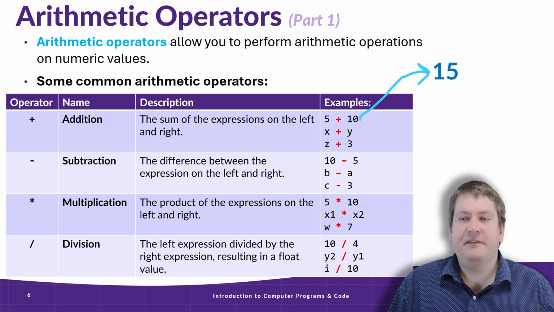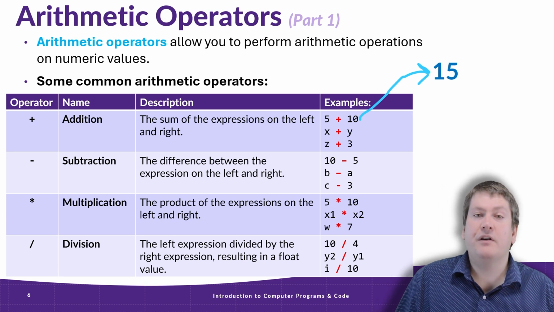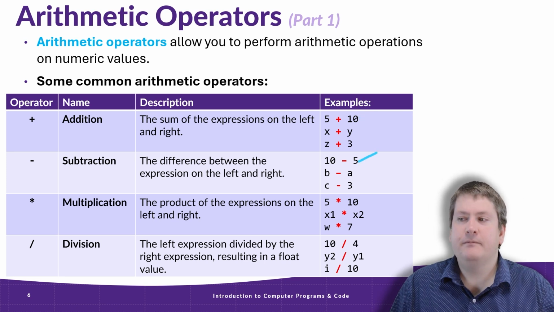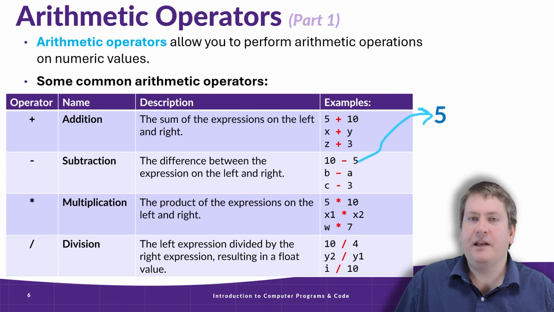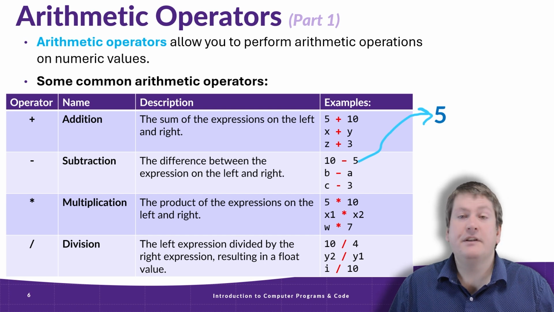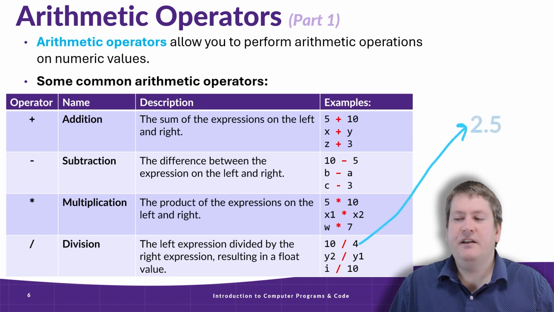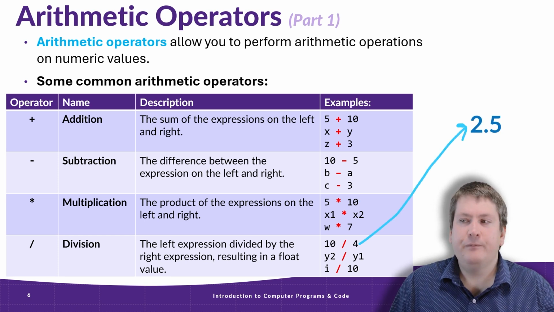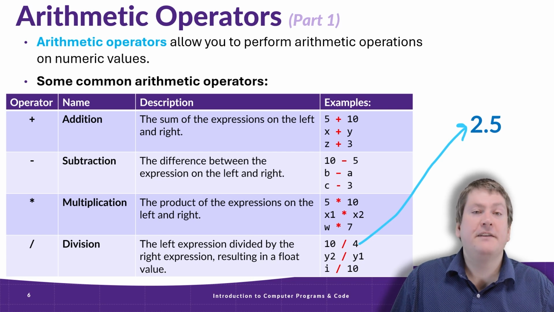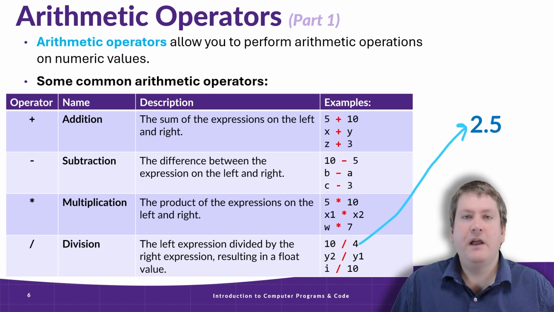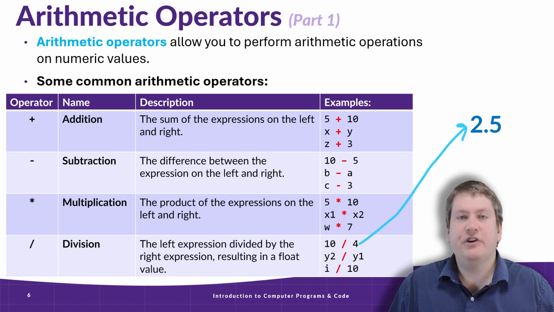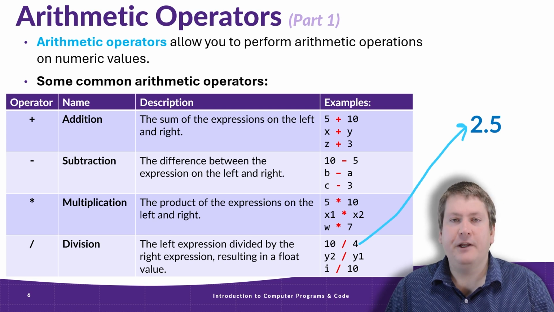Here, in this example, the addition operator is being used to add 5 and 10, and of course, that would result in a 15. Subtraction, we have 10 minus 5, and that's going to result in a 5. Multiplication, 5 times 10, that's going to equal 50. And division, 10 divided by 4, is going to be 2.5. So one other thing we should consider is the types that these are going to return. So when we're doing addition or subtraction on two integer values, we get an integer value in return.